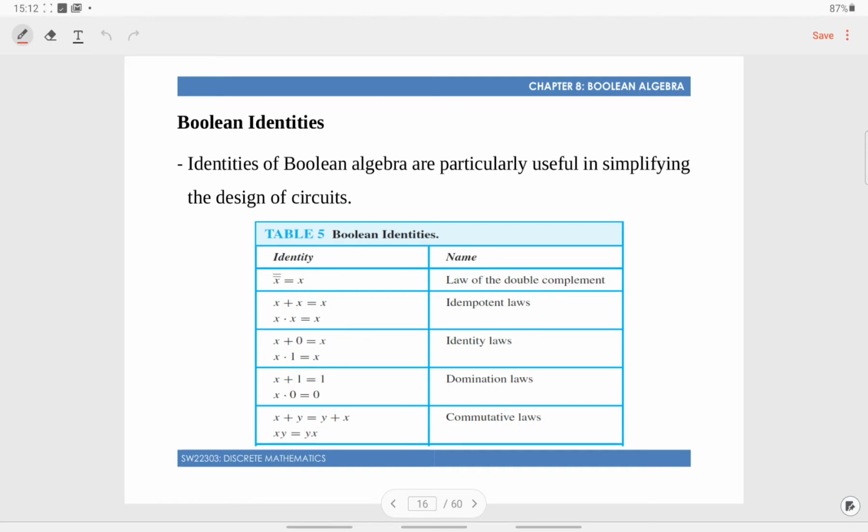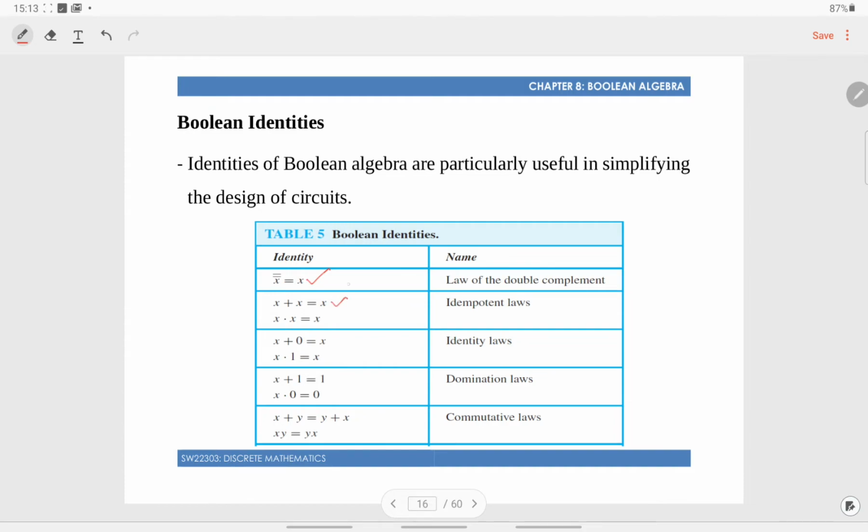We move to the next one, which is about Boolean identities. So identities of Boolean algebra are particularly useful in simplifying the design of circuits. Okay, it's very useful to make your circuit simpler than the original form. We have table 5 for the Boolean identities. So the complement of x complement gets the original x. That is the law of double complement.